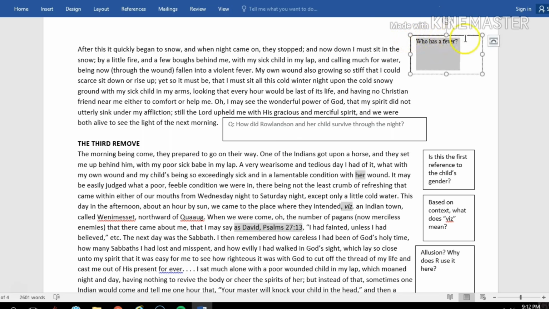Okay, let's read closely here. Tell us who has the fever, and we also want to know how Rowlandson and her child survived through the night.